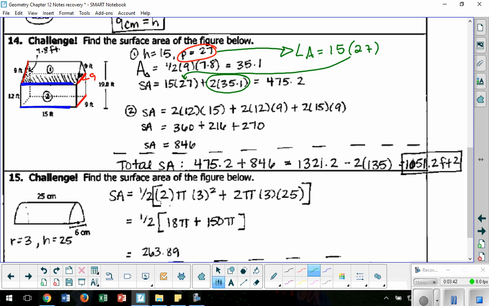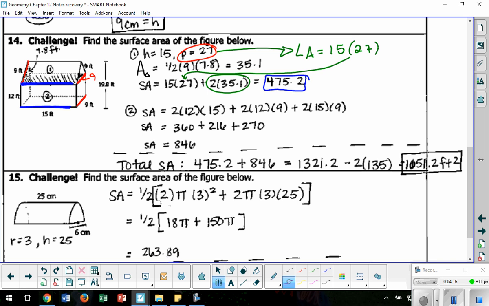Now, do not round in the middle of your problem. Please, please, please. You're going to get a different answer. Don't round in the middle. So this is your area of your triangular prism. Then you go through and do the area of your rectangular prism. That's just with your 2 times. That's the first formula that we did.